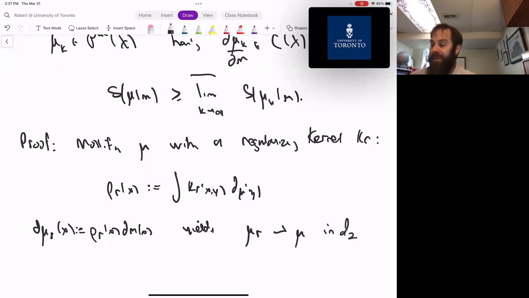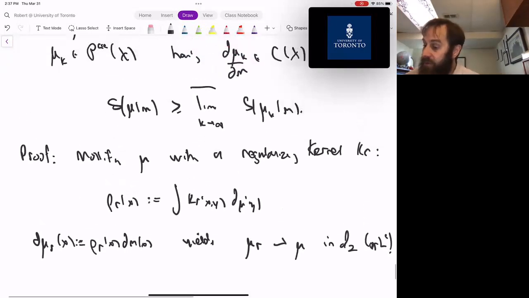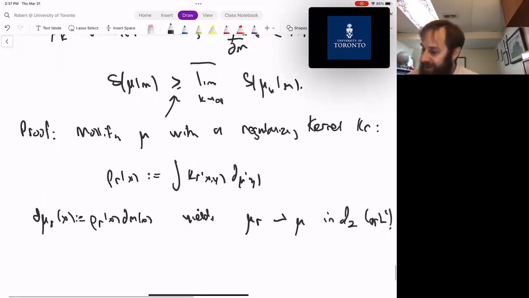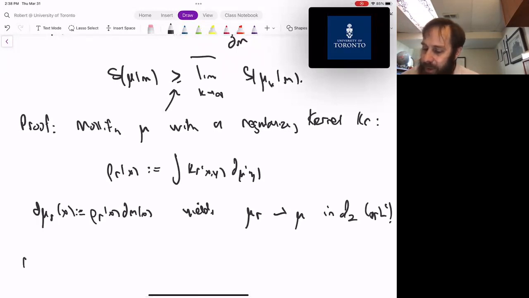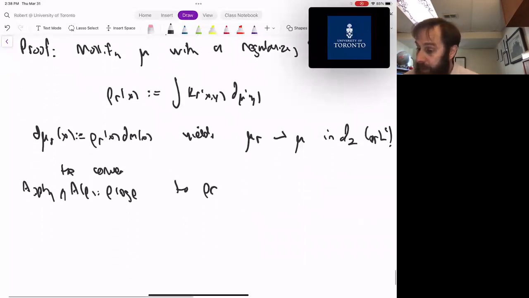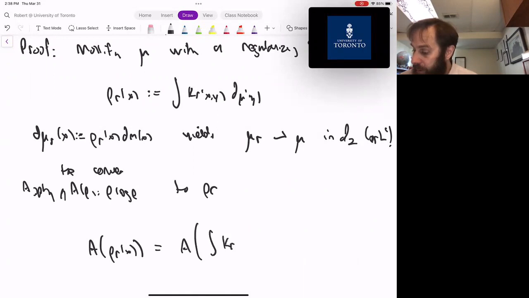And also, since mu_r has a density, it converges in L1. But I think I just need the weak convergence, which is enough. And so I just need this inequality here, and I claim that that's Jensen's inequality. So apply A(rho) = rho log rho, the convex function, to rho_r, and so I have A of rho_r of x. Well, of course, that's A of the integral of k_r(x,y) d mu(y).